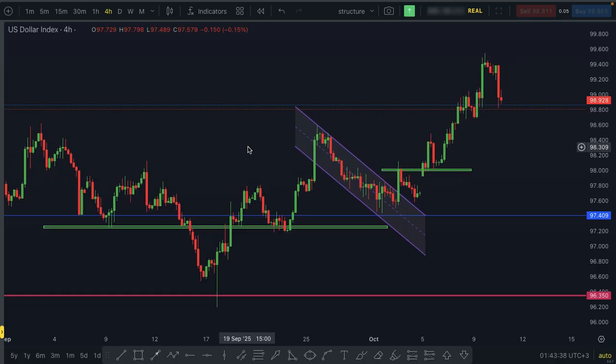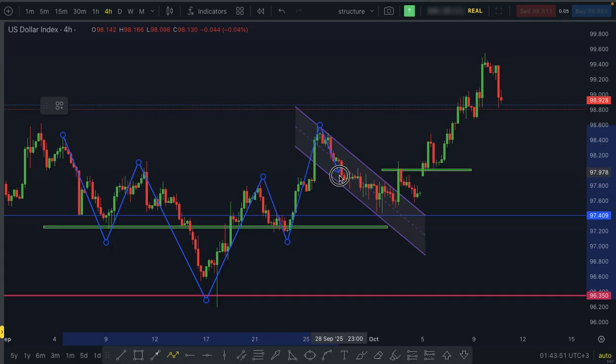So currently you can simply see that the DXY is heading to the upside. It first gave us what we call an inverse head and shoulder around these zones, then followed by a bullish flag around here, and then giving us a final candle confirmation that the market is indeed heading to the upside.